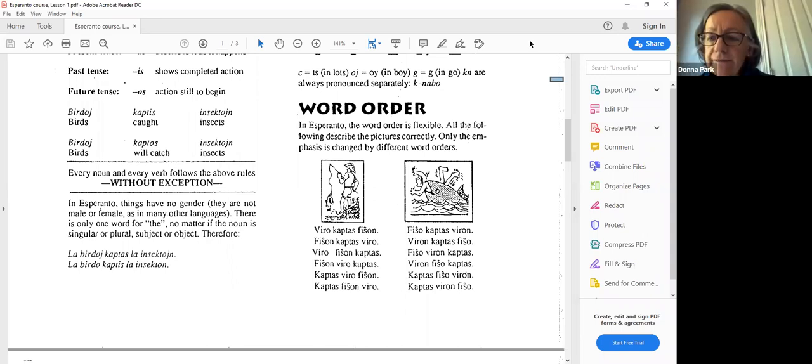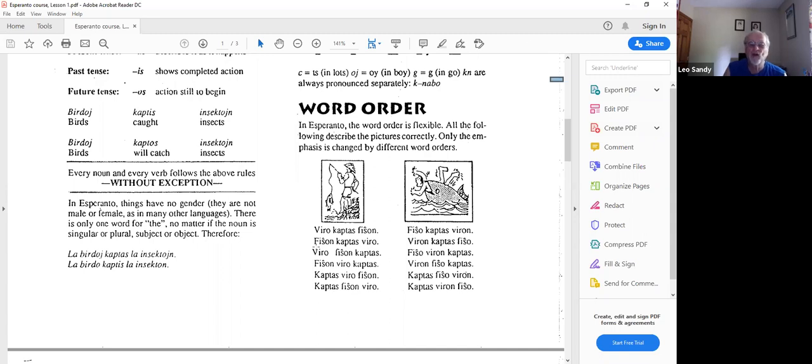Leo has a question, I think. Leo's hand was up. Okay, Leo? Why isn't the second sentence on the left, Fishon kaptas viro, why doesn't that end in an N? Because viro is the subject. He's doing the catching. It's the fish that is being caught. The fish is the object under that picture.